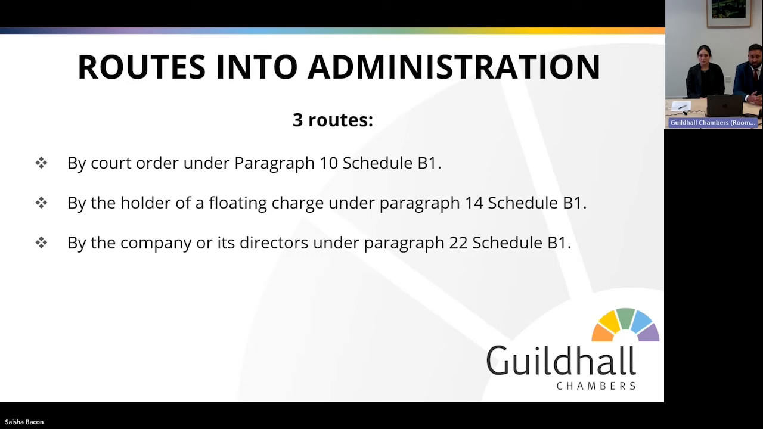So that includes creditors, the company, and directors. You've also got the holder of a qualifying floating charge under paragraph 14 of Schedule B1. They can appoint an administrator pursuant to the terms of their security. Or what tends to be the more popular route is by the company or the directors under paragraph 22. So that's the out-of-court process.